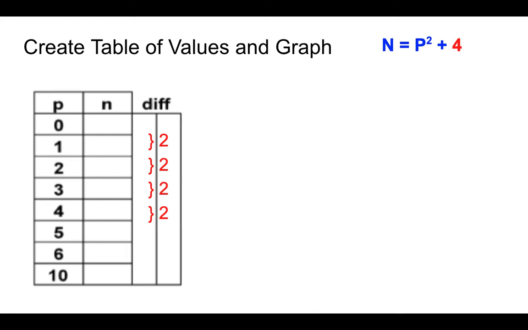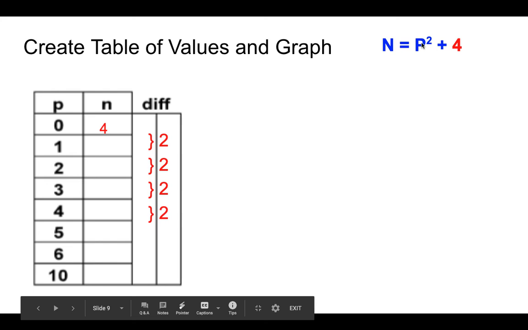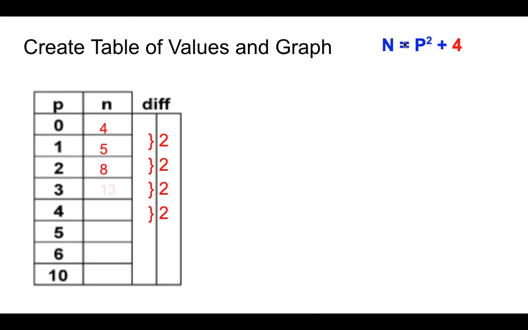So now we're going to do the table of values. I did the second differences first for you. So I'm going to use my equation and complete this table of values. So 0 squared plus 4 is 4. And then if we continue that, these are the numbers you should get if you just plug in your p-value for each step. So for example, if we have 2, p squared is 4, plus 4 is 8.